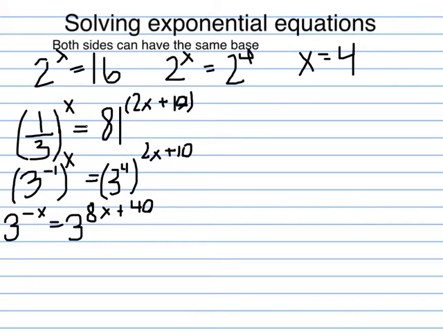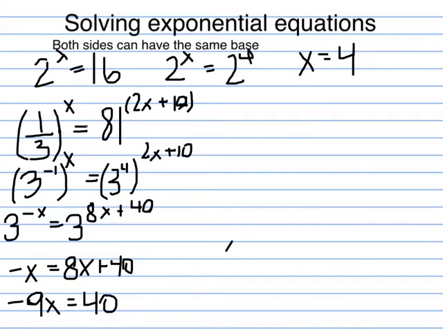Alright, now their bases are the same, so we get here negative x equals 8x plus 40. Subtract the 8x over, we get negative 9x equals 40. And divide both sides by 9, you get x equals negative 40 over 9. So there's our answer.